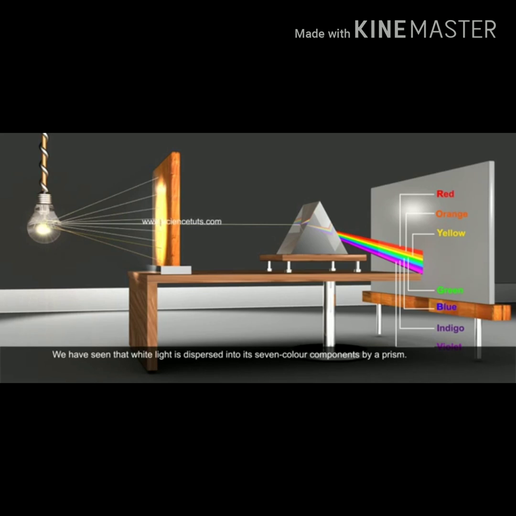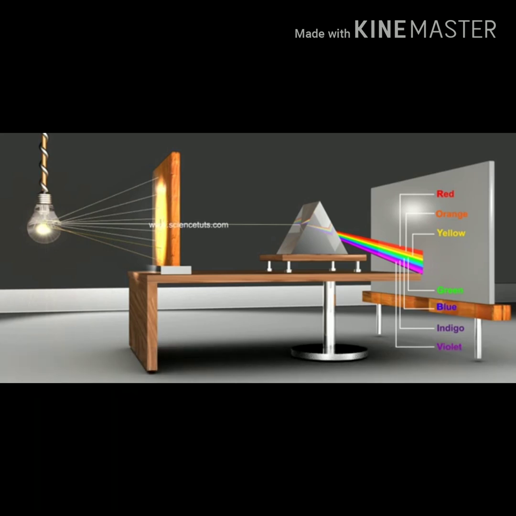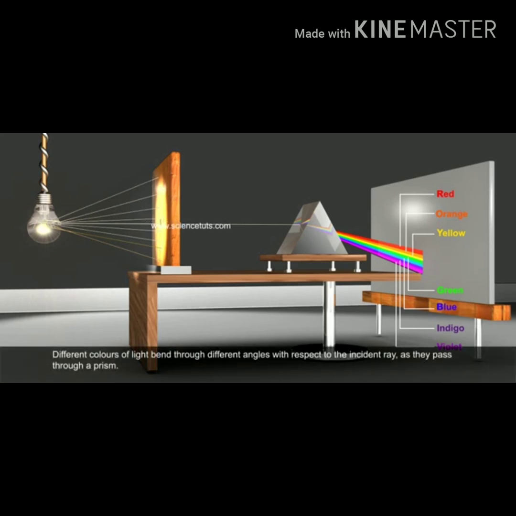We have seen that white light is dispersed into its 7 color components by a prism. Why do we get these colors? Different colors of light bend through different angles with respect to the incident ray as they pass through a prism. The red light bends the least, while the violet the most. Thus, the rays of each color emerge along different paths and become distinct. It is the band of distinct colors that we see in a spectrum.